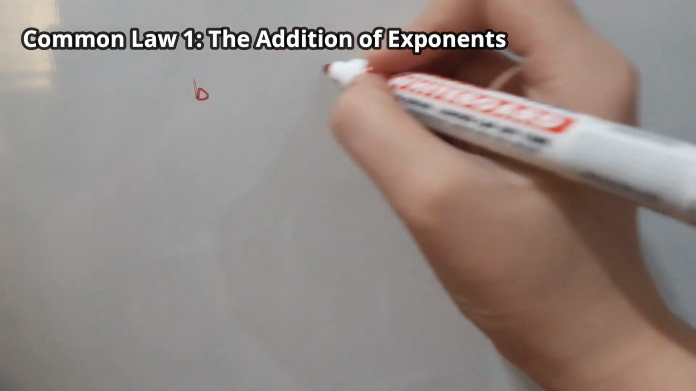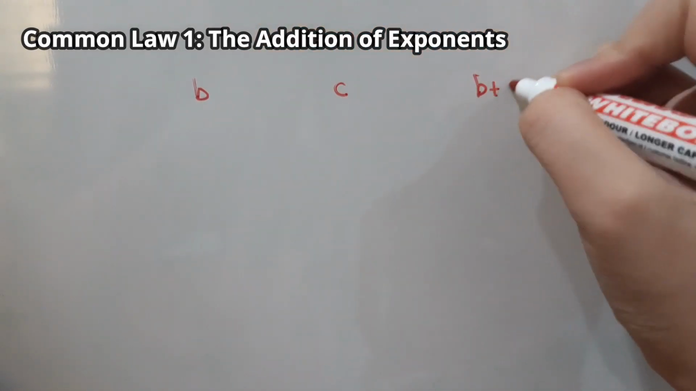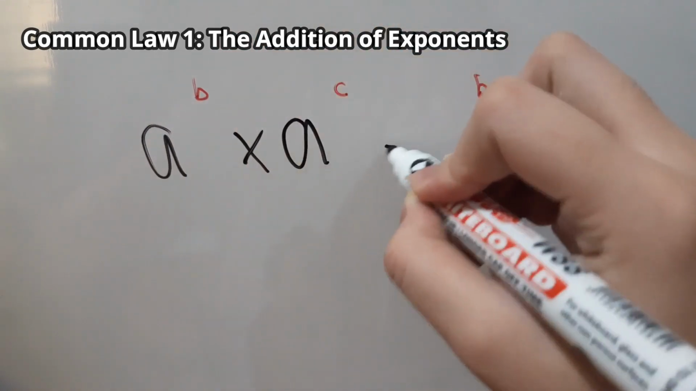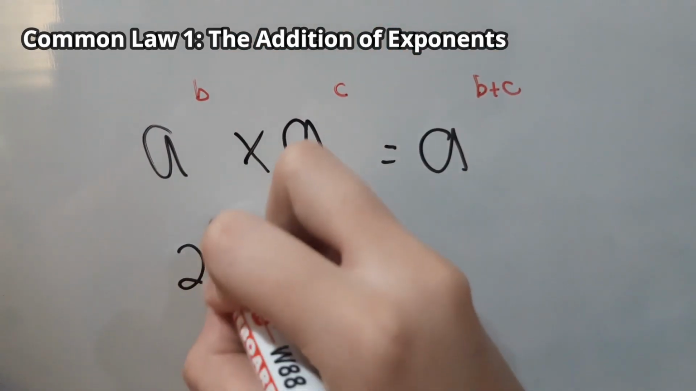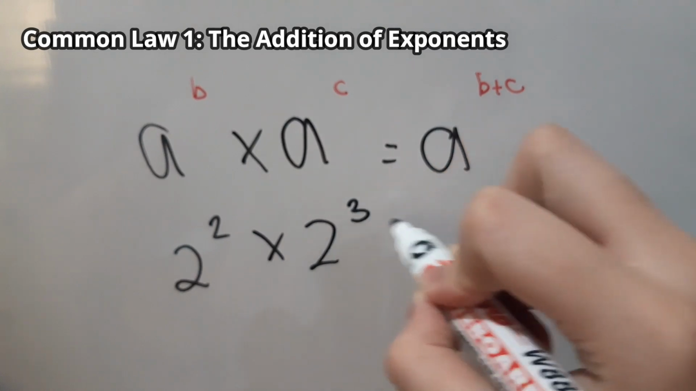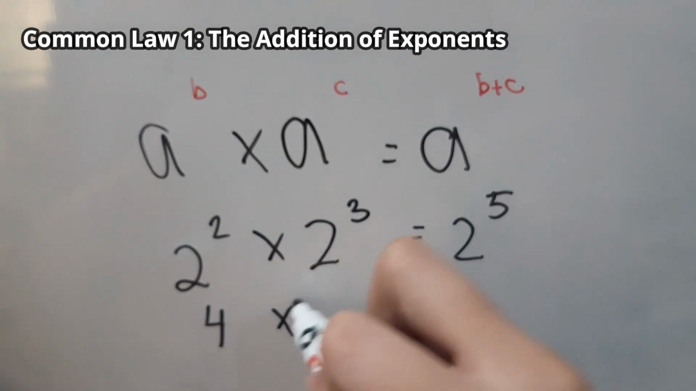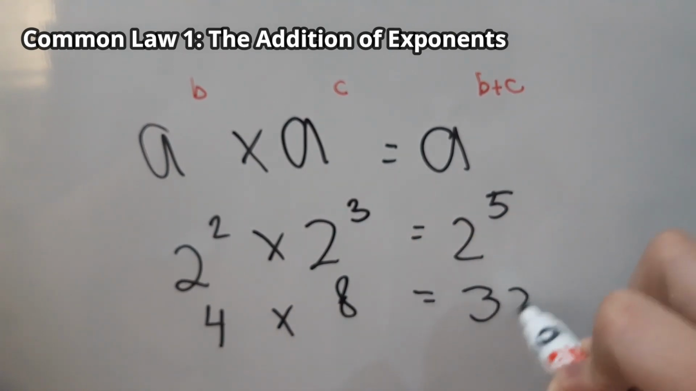Common Law 1. The addition of exponents. If we multiply two exponential expressions that have the same base, you can add the exponents together. Like if we have 2 to the power of 2 times 2 to the power of 3, multiplying them we get 2 to the power of 5. This is the same as multiplying 4 with 8, which is 32.